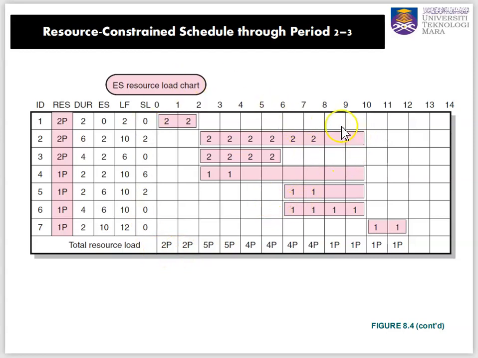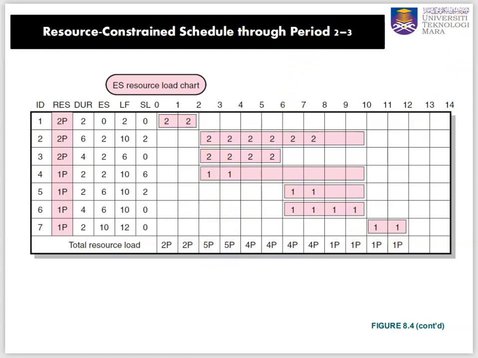We can see that we still have slacks: 2 day slack for activity 2, 6 day slack for activity 4, and 2 day slack for activity 5. We can see here the number of resources for each activity placed here.